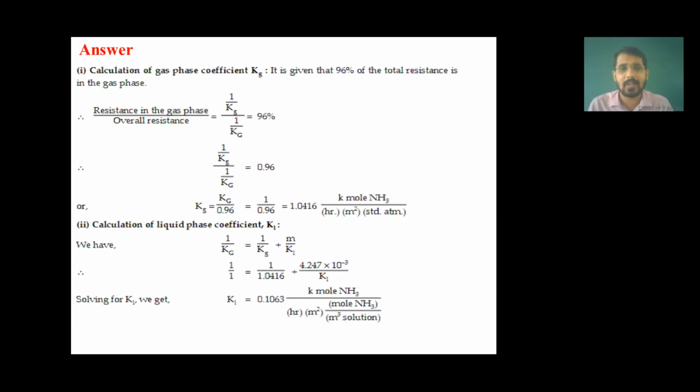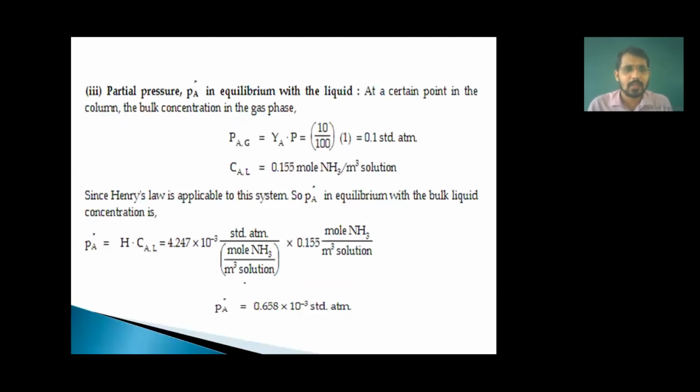So we have calculated two terms here, that is small kg and small kL. Now we will calculate the partial pressure, that is PA. We know that for this term, PAG is equal to YA into P, according to Raoult's law. This is the partial pressure. You can calculate YA here, which is nothing but the composition in the gas phase into the total pressure.